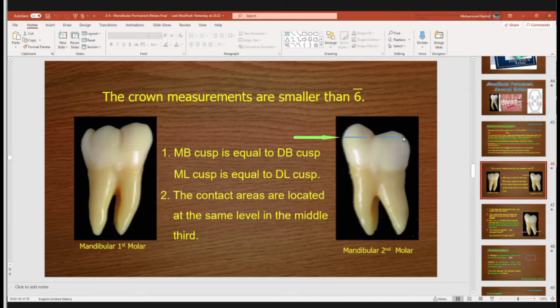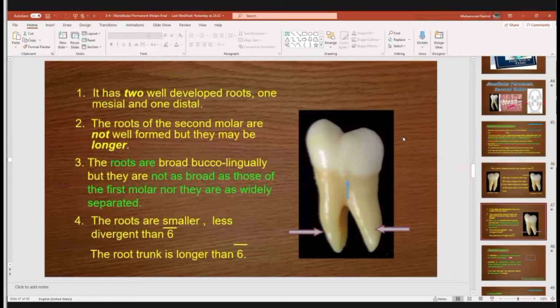It has 2 well-developed roots, one mesial and one distal. The roots of the second molar are not well formed, but they may be longer. The roots are broad buccolingually, of course, but they are not as broad as those of the first molar, nor are they as widely separated. They are a little bit less divergent. The roots try to remain together.